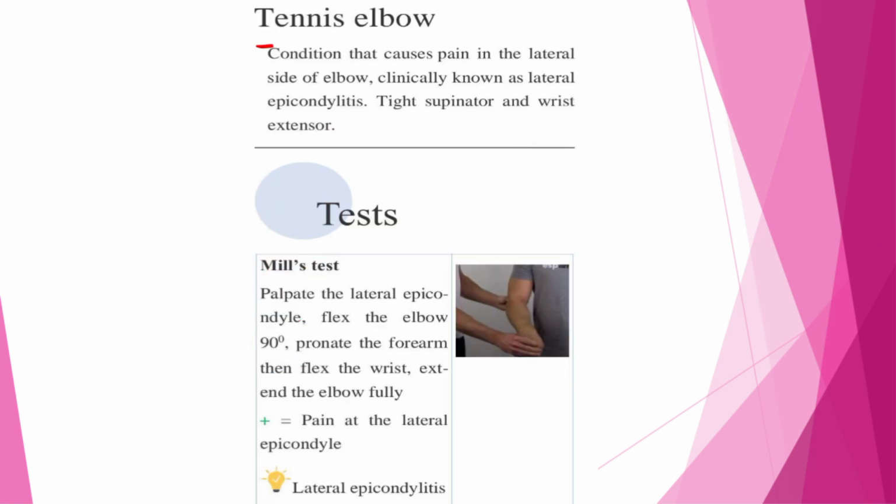First is lateral epicondylitis, also called tennis elbow. It is the condition that causes pain in the lateral side of the elbow. So the inflammation of the lateral epicondyle is known as lateral epicondylitis. The function of the wrist extensors is to do supination and extension of the wrist. So in lateral epicondylitis, the supinators and wrist extensors become tight. This is the definition of tennis elbow.